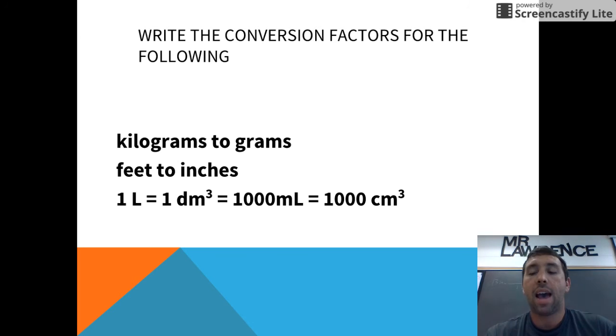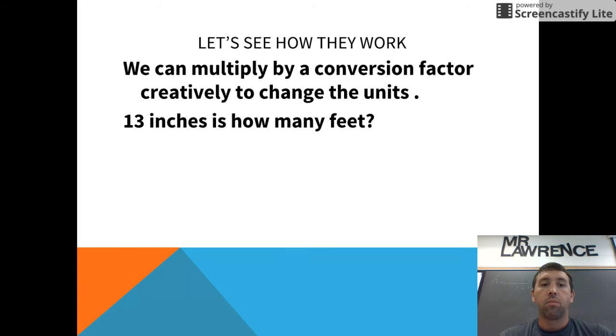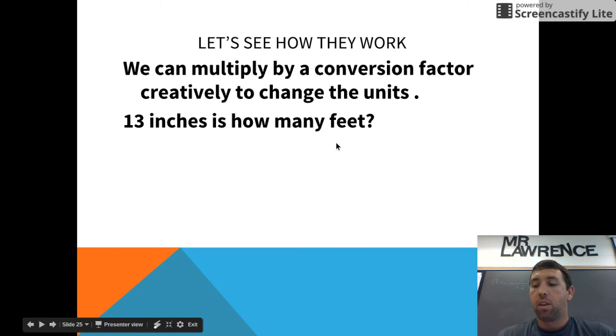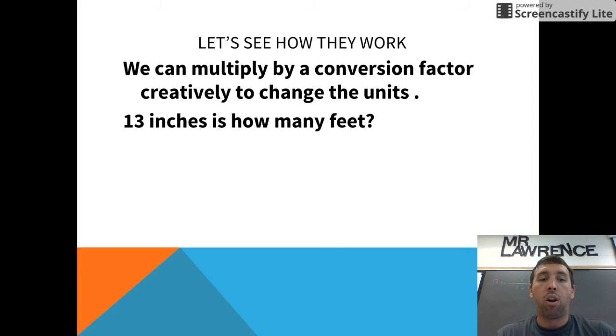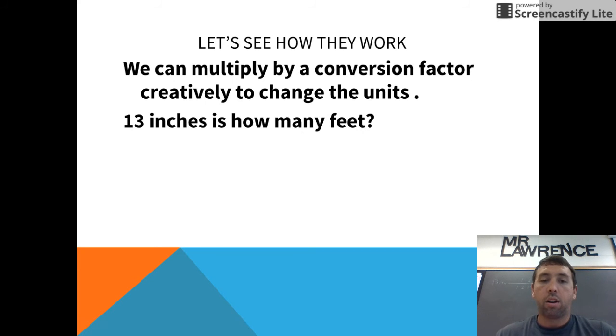Now again, this is only how to address step 3 in our 3 steps to do a conversion problem. So now let's practice. We can multiply any number by a conversion factor to creatively change our units. So let's try it. If you have 13 inches, how many feet would that be? What we want to do is write down what we know. We would start by writing down 13 inches. Then we would multiply that by our conversion factor. Our conversion factor would need to have inches on the bottom.